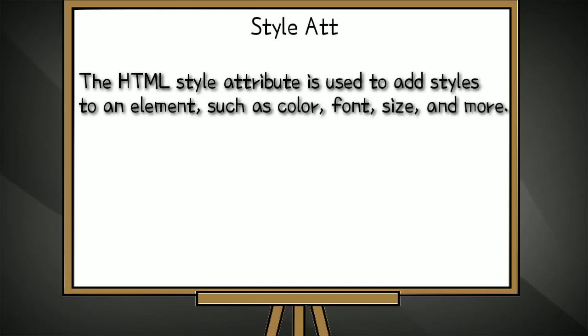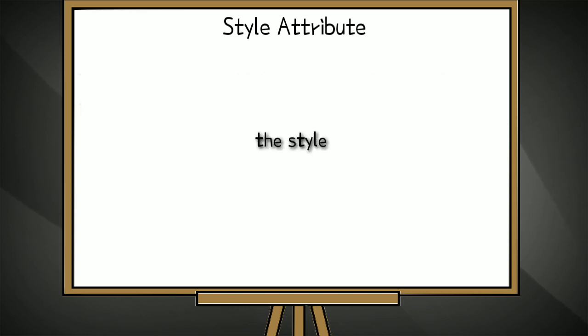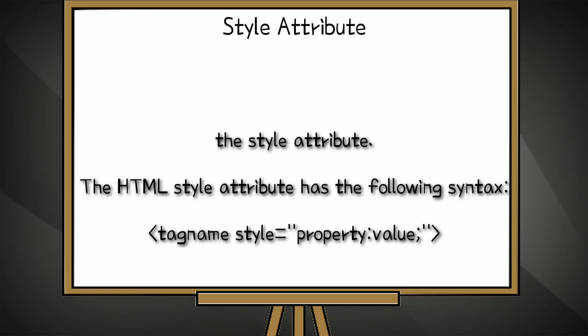HTML styles. The HTML style attribute is used to add styles to an element, such as color, font, size, and many more. Setting the style of an HTML element can be done with the style attribute. The HTML style attribute has the following syntax. The property is a CSS property. The value is a CSS value.